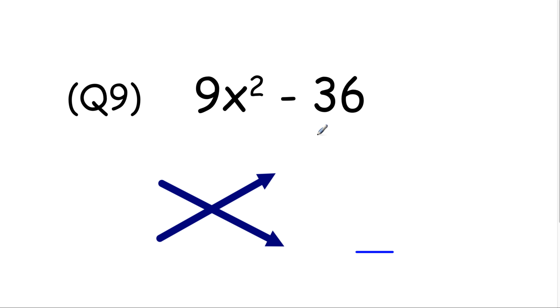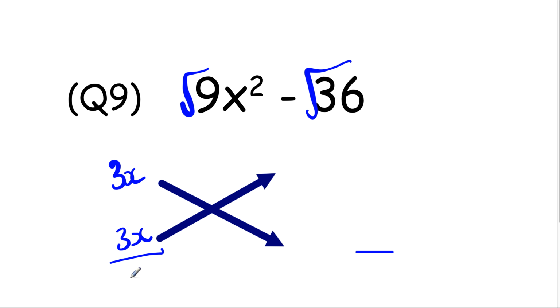Okay, question 9. Have you thought about it? It's linked to square roots, two numbers that multiply to give me 9x squared. Well, let's think about if we square root 9 and if we square root 36. So they are your big clues. Over here, we're going to have 3x. So these two factors are exactly the same. That's what you want. Just double check, that does give me 9x squared when you multiply these two numbers. Over here, however, it's minus 6 and plus 6.